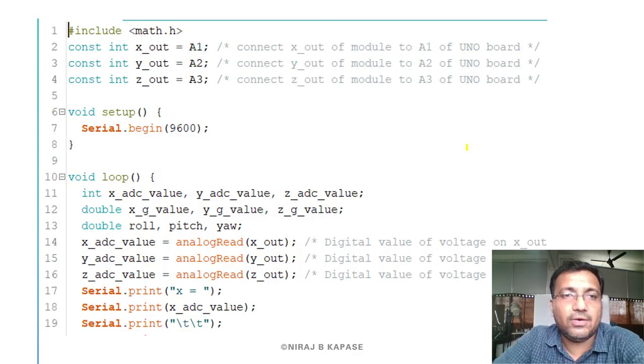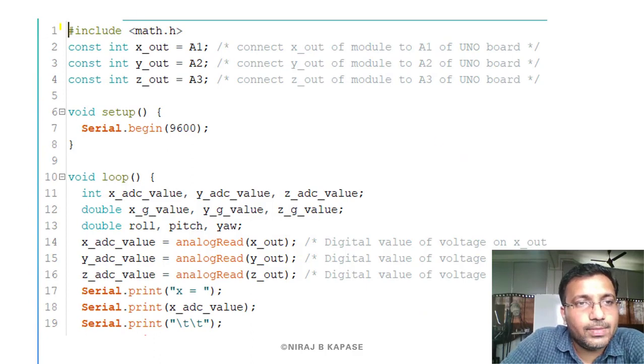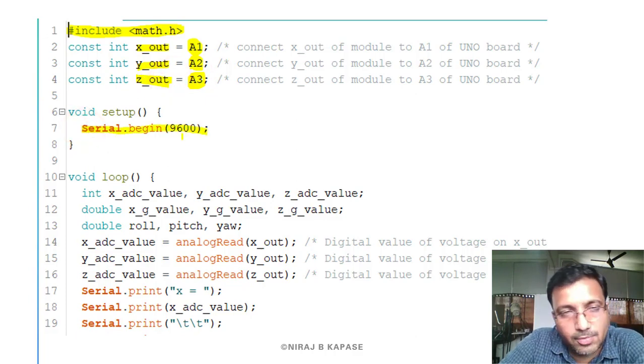So here is the code for the ADXL335. #include math.h. For mathematical calculations, we are going to use this math.h. Constant int x out: we are going to measure x out because I have connected the x output to A1. Y out is equal to A2, since I have connected the y output to A2, and Z out is equal to A3. I have connected that to A3 as well. So void setup, Serial.begin. I am going to print all the values on the serial monitor.